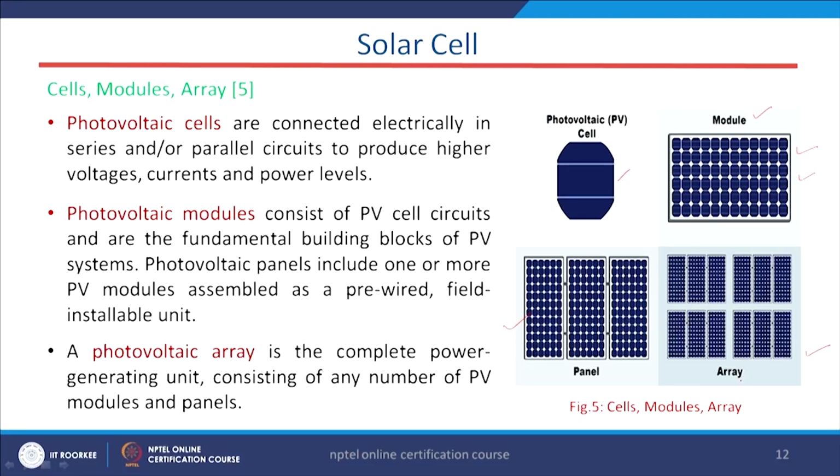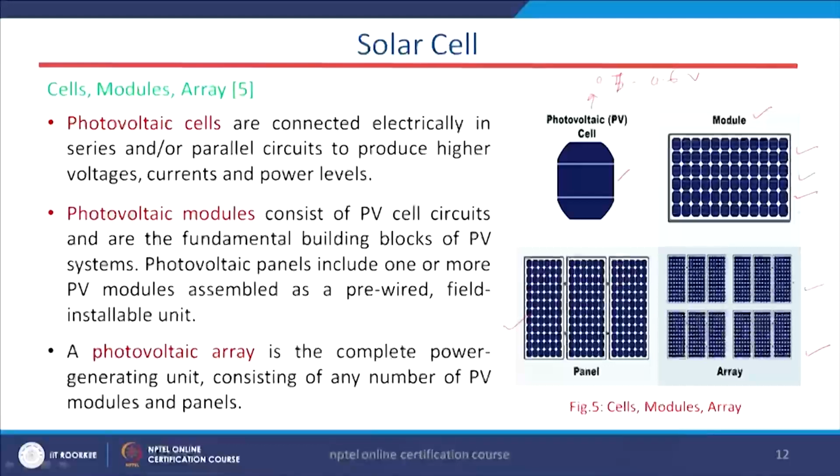Basically, why are we interested in this? Because if you see the literature and the standards, one particular cell generates only about 0.5 to 0.6 volt DC. But our requirement is more: we need more power, more voltage, more current. So for that purpose one cell is not sufficient. To increase the power, we have to connect those cells either in series or in parallel. In a parallel circuit the current increases, and in a series circuit the voltage increases.